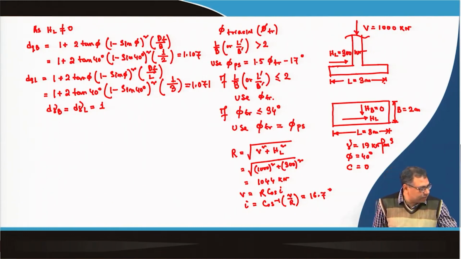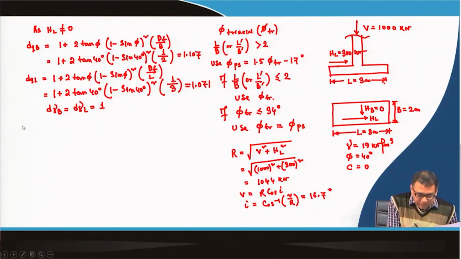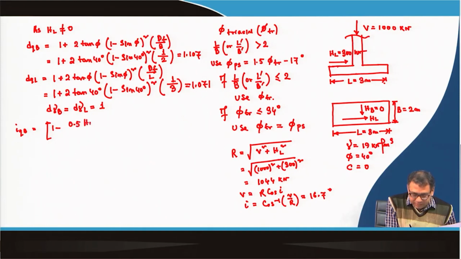Okay. And now, d gamma B and d gamma L is 1 as per the Hansen bearing capacity equation. Now I will go for the inclination factor first, because you have to multiply the inclination factor with certain terms in the shape factor. So, here iQB is equal to 1 minus 0.5 HB divided by V plus A dash C A cot phi, because here A dash and A are same.